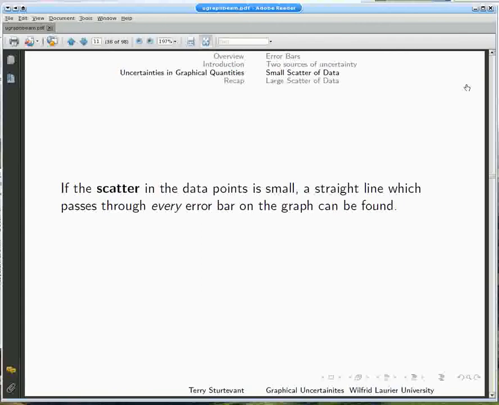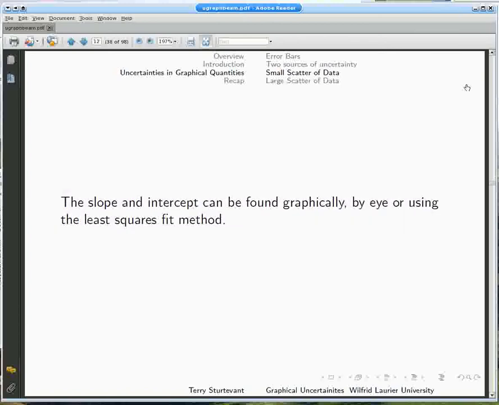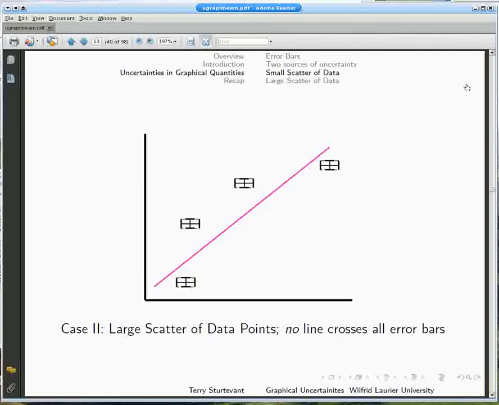If the error bars are big, or if the scatter of points is small, then the line of best fit will cross the error bars for every data point. This means the uncertainties are limited by the measuring instruments. You can find two other lines which cross all of the error bars, one with the maximum possible slope and one with the minimum possible slope.